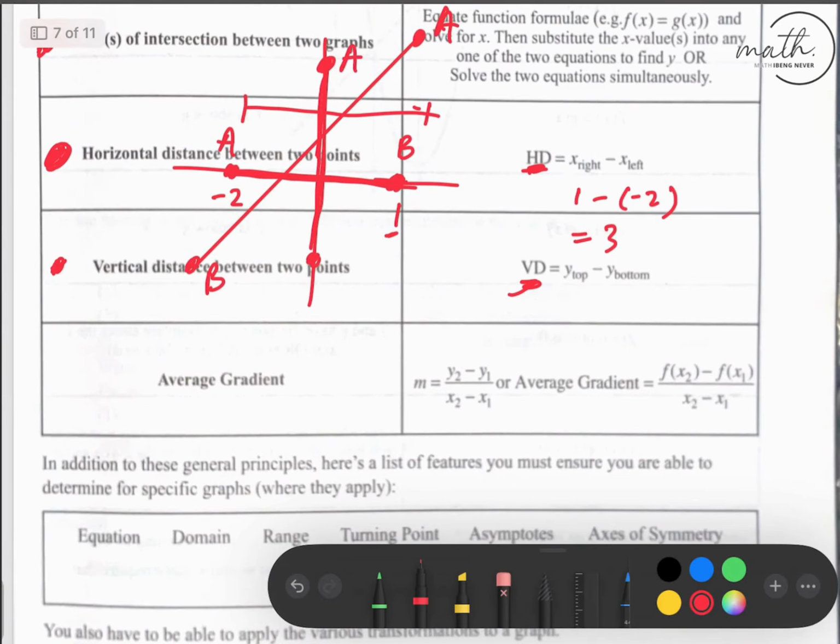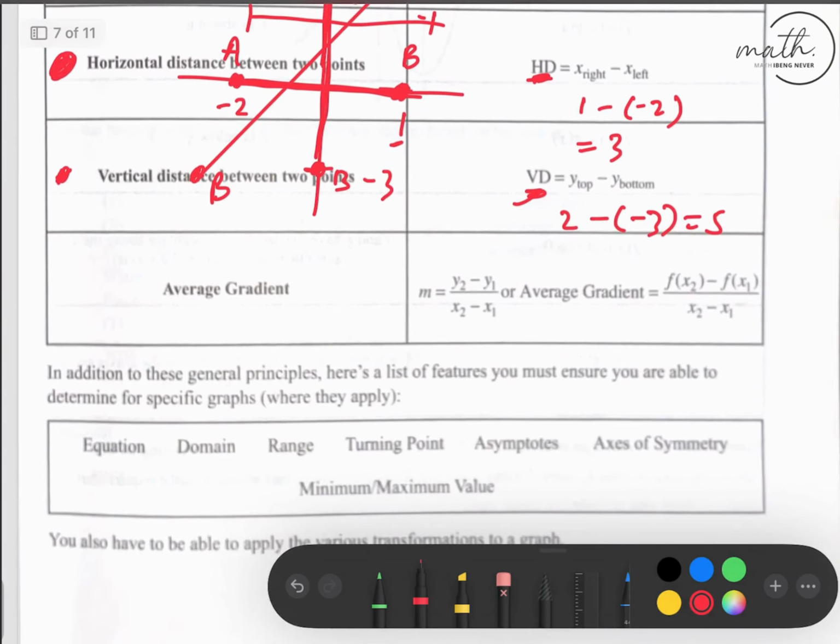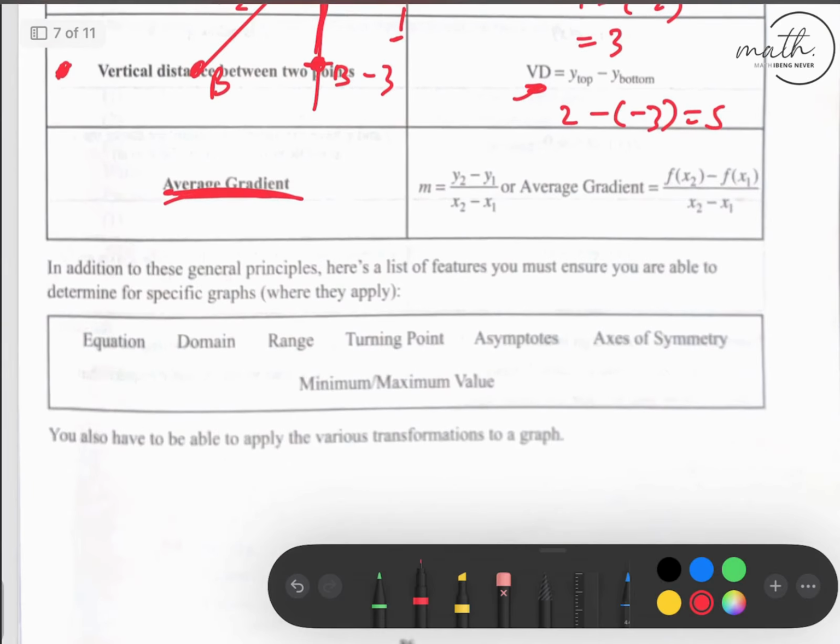So vertical, if you have AB, now the x's are zeros here. The y's, let's say here's 2, here's -3. Again, you just say 2 minus -3, you get 5. That's the distance for that. Average gradient, still the same thing as the gradient. You just need the 2 points.